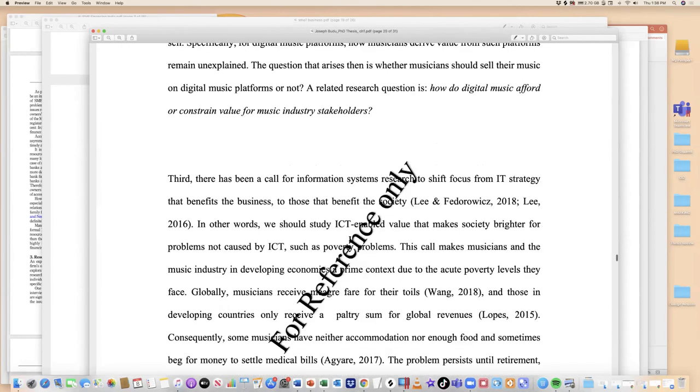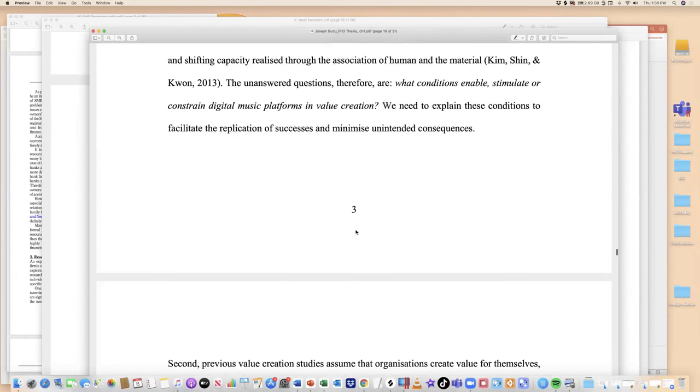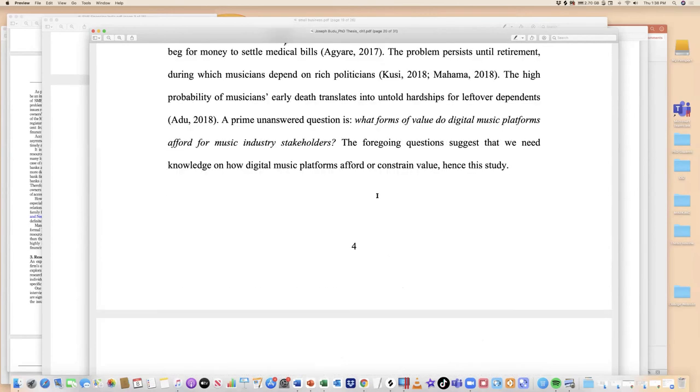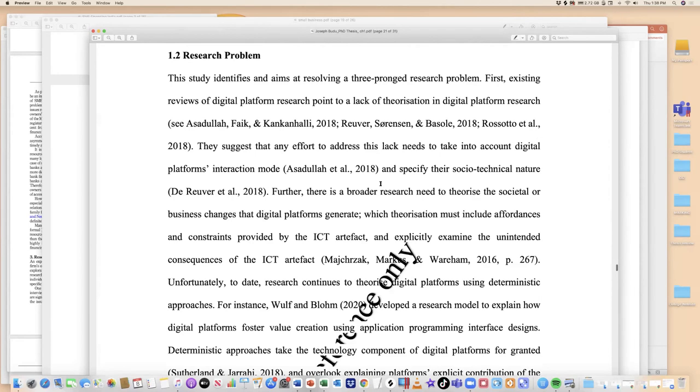Then after doing one or two, what I like about it is that it numbers them. Number one, number two, that's value creation. Number three. Then he finishes: the foregoing questions suggest that we need knowledge on how digital platforms afford or constrain value, hence this study. Then he goes to the research problem. I think he spends more time on the research problem looking at the theory part.